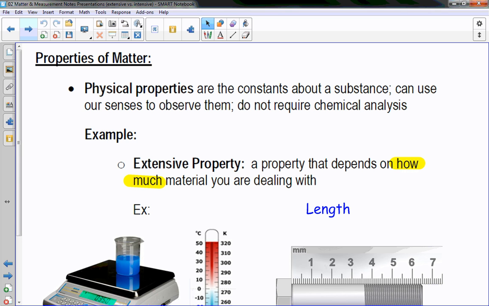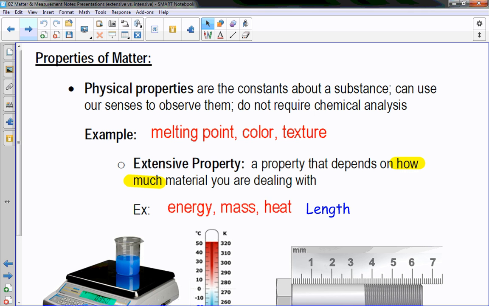Properties of matter, right into the notes. Physical properties are the constants about a substance. You can use your senses to observe them. So melting point, color, texture. Okay? Extensive property, a property that depends on how much material you are dealing with. So energy, mass, heat, length.